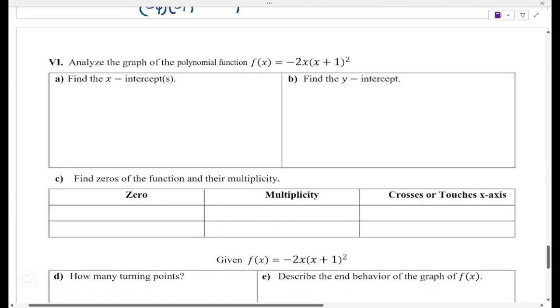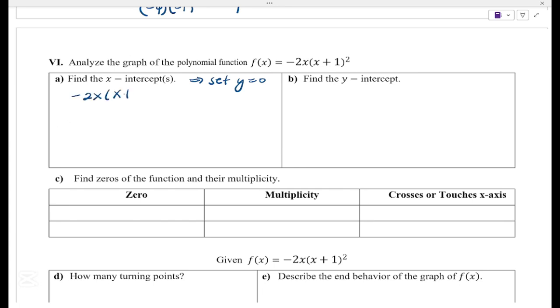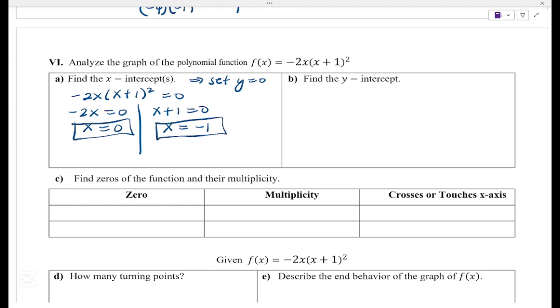Now for the last problem, let's analyze the graph of the polynomial function given as this. So first, let us find the x-intercepts. In finding the x-intercept, we have to set y or f of x equal to 0. So negative 2x multiplied with (x plus 1) squared equal to 0. So first is negative 2x equal to 0, and then dividing both sides by negative 2, x is 0. Next, in (x plus 1) squared, we will just ignore the power 2 because x plus 1 equal to 0, we will get x equal to minus 1. So these are the two x-intercepts.